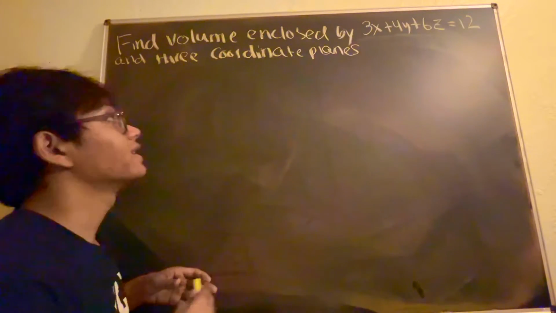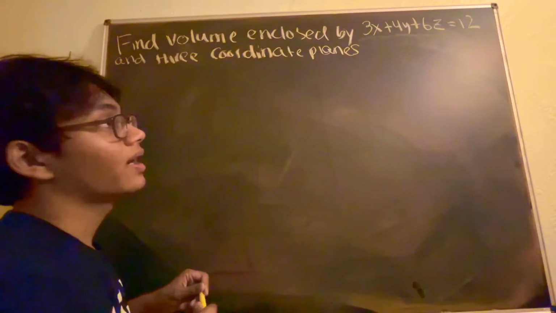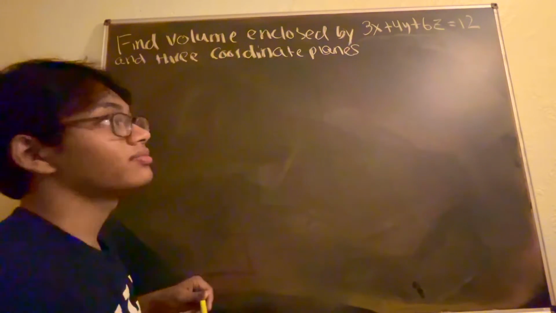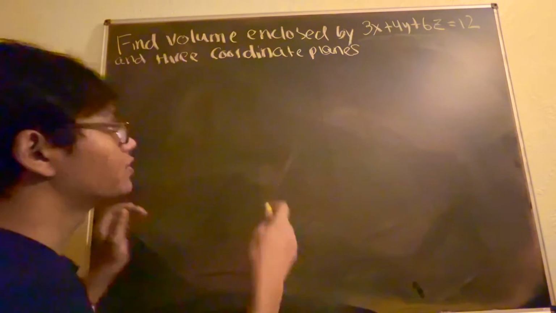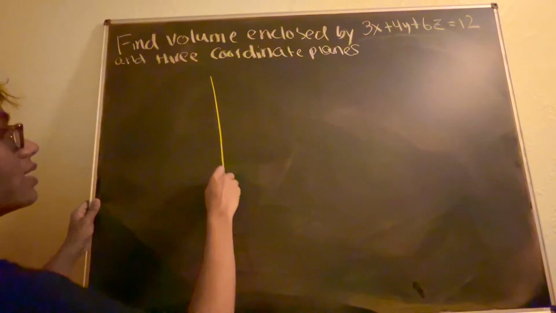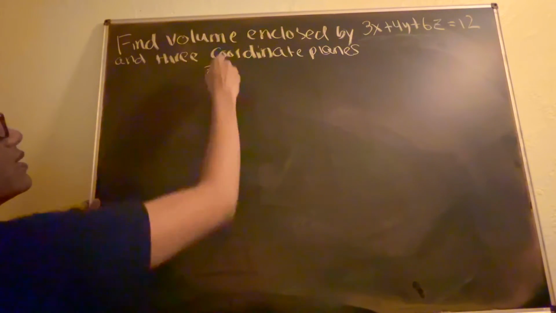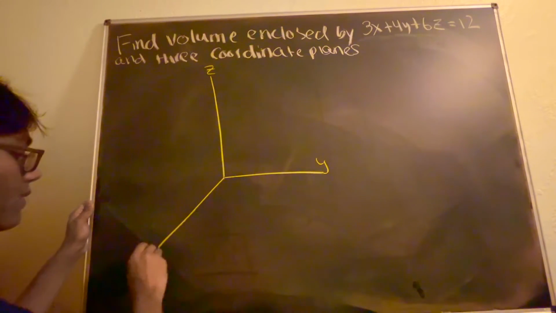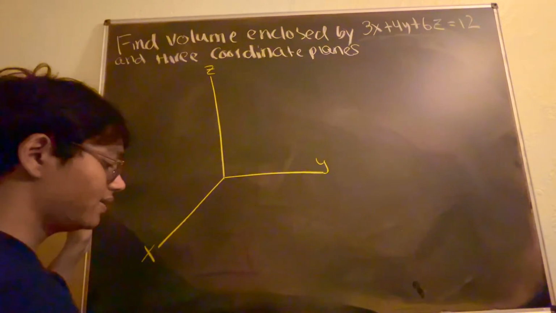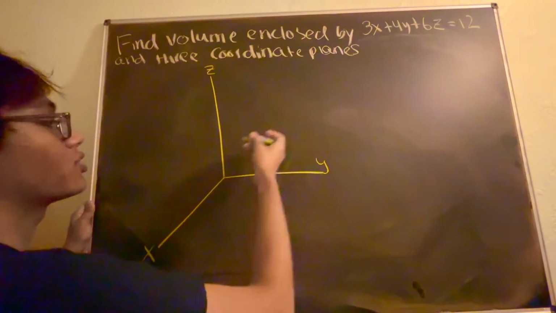Here's our problem for today. We have to find the volume enclosed by the planar region 3x plus 4y plus 6z equals 12 and the three coordinate planes. You start by drawing the coordinate planes z, y, and x. So these are our three coordinate planes, and now it's time to draw the actual plane.